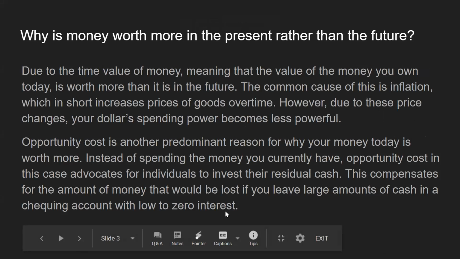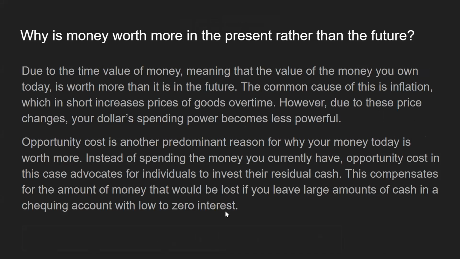So why is money worth more in the present rather than the future? So due to the time value of money, meaning that the value of the money you own today is worth more than it is in the future. So the common cause of this is inflation, which in short increases prices of goods over time.